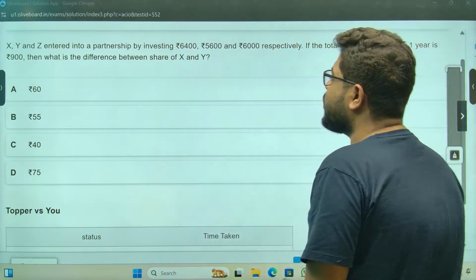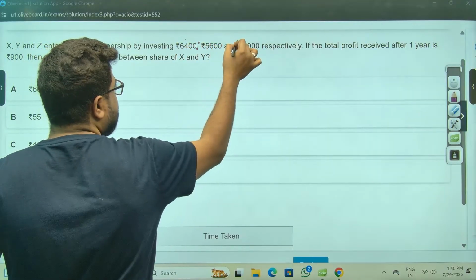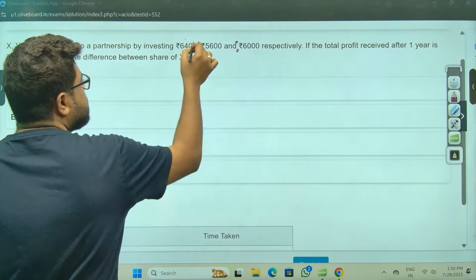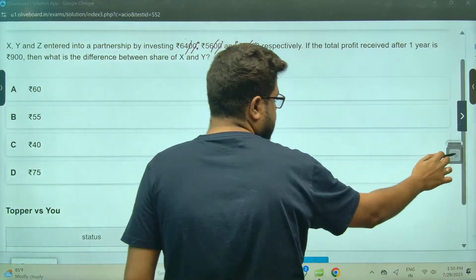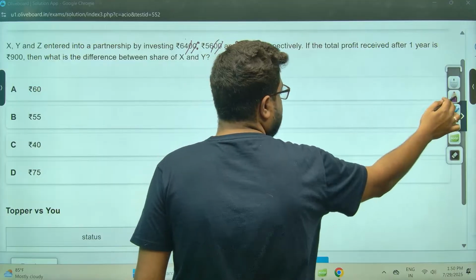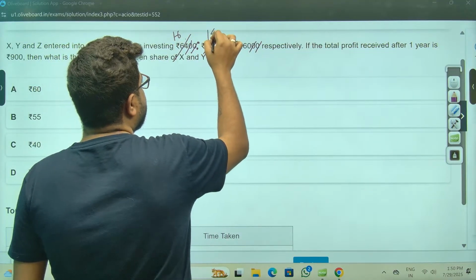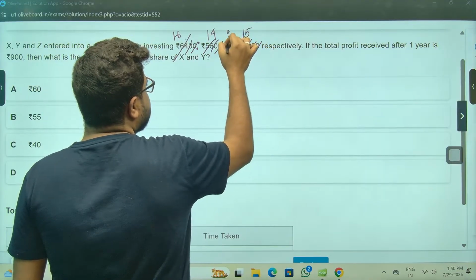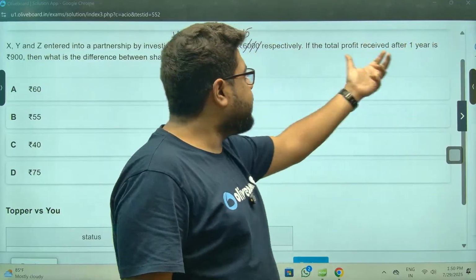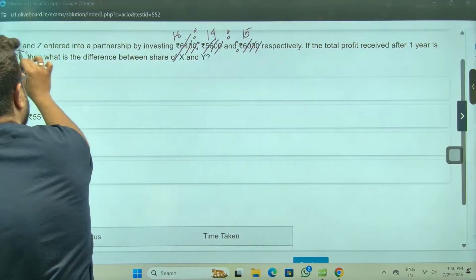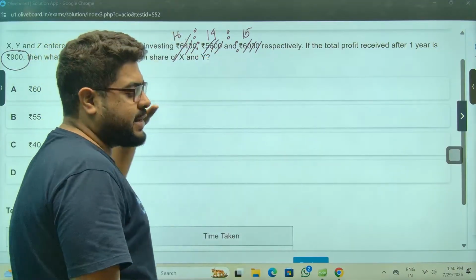XYZ entered into a partnership by investing this. Sir, take the ratio. Sir, 4 16s, 4 14s, 4 15s. So the ratio is 16, 14, 15. Total profit received after 1 year is 900, sir. What is the difference between the share of X and Y?